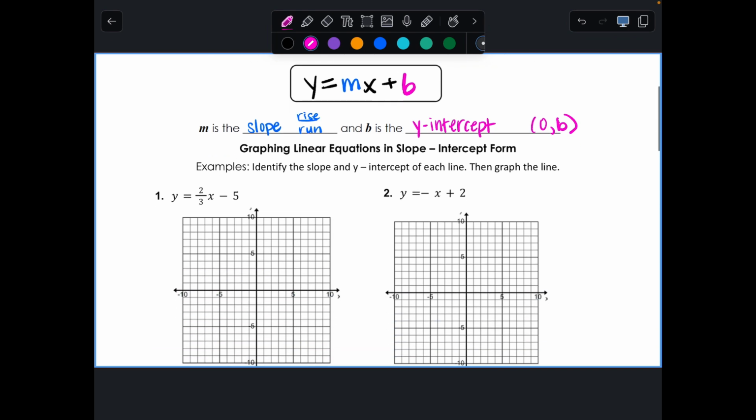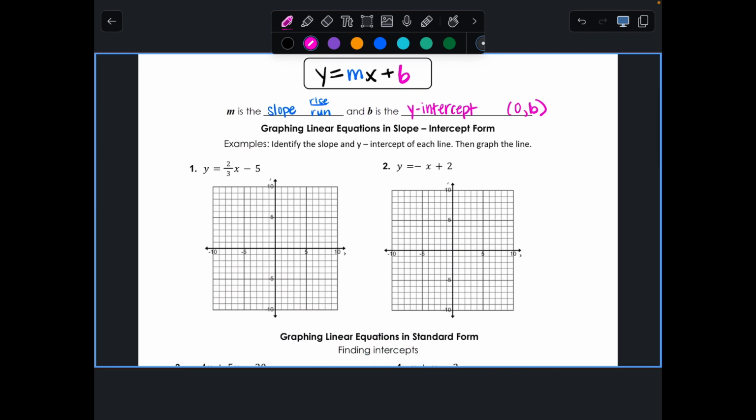So this is very simple. You identify the slope and the y-intercept and you graph the line. If you would like a ruler to help you draw straight lines, which I would recommend, I have rulers back here. You won't need it for the practice. You might want it for the notes. You definitely want it when you take the test.